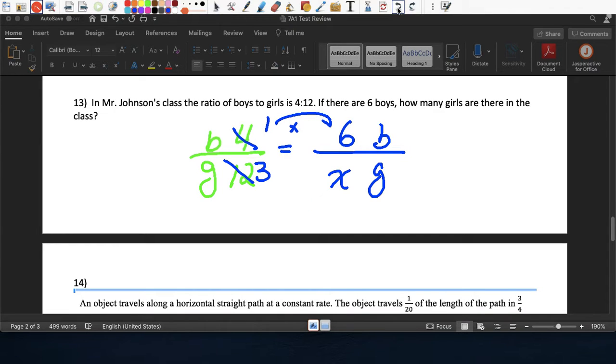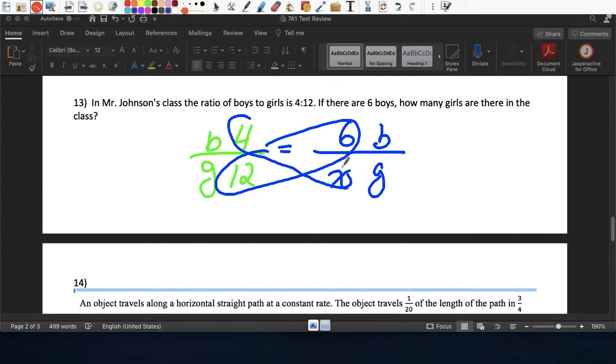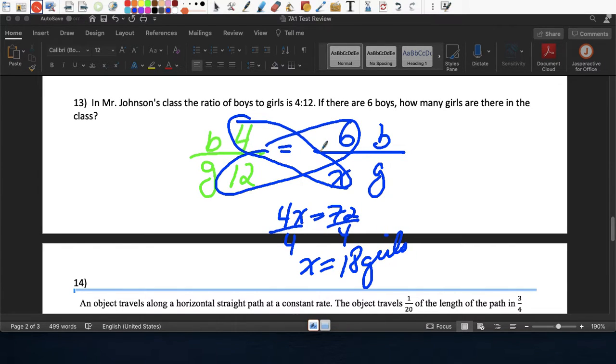What if you said, Mr. Cho, I don't want to simplify? Oh, that's fine too. Well, then cross multiply. 4 times x is 4x. 12 times 6 is 72. Divide by 4, divide by 4. x is going to be 18. So again, there are 18 girls in the class.